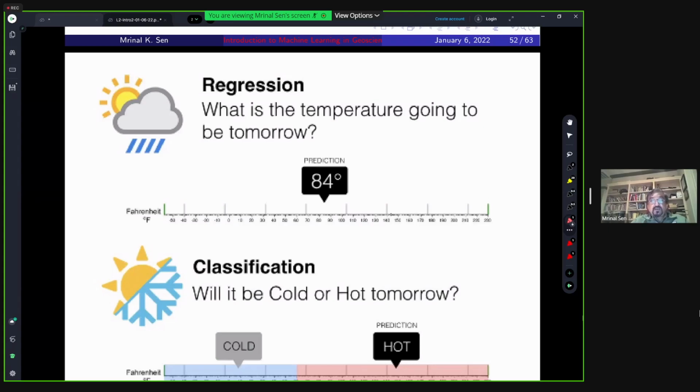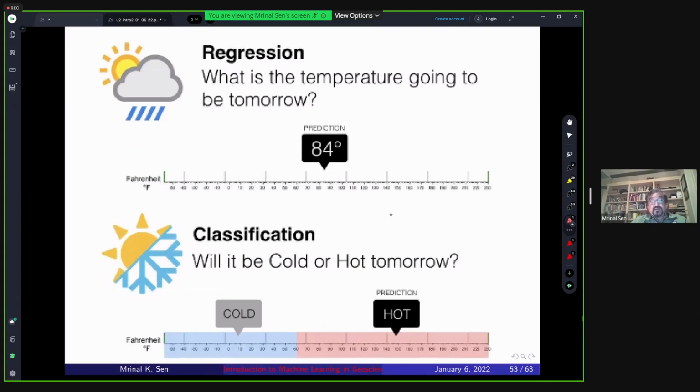Well, you can turn the problem around and say, all I want to know is whether it is going to be cold or hot tomorrow. But then when you say it's going to be cold or hot, you have to have some marker that can classify them into two categories. For example, if the temperature is below 60 degrees, then I can say that it's cold, and if it's above 60 degrees, this is hot. So now this is a classification problem. This is like a 0 and 1 binary decision.